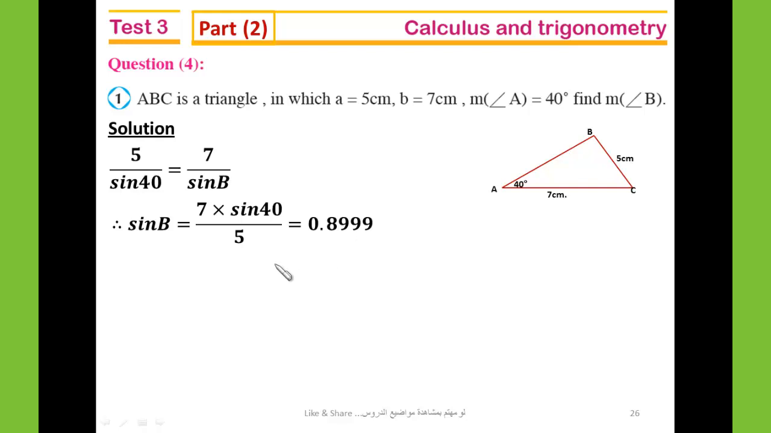0.8999. So the measure of angle B equals sine minus 1 of 0.8999, which equals approximately 64.15 degrees.